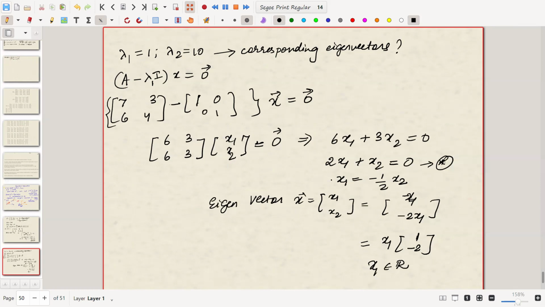From this example, you can appreciate that eigenvectors are not unique. What are the eigenvectors? One eigenvector is (1, minus 2) because I multiplied x1 with this. Another eigenvector can be 2 times (1, minus 2). Anyone can suggest another eigenvector? Minus 1 times (1, minus 2). All these are eigenvectors, all corresponding to that eigenvalue. So the eigenvector is not unique.